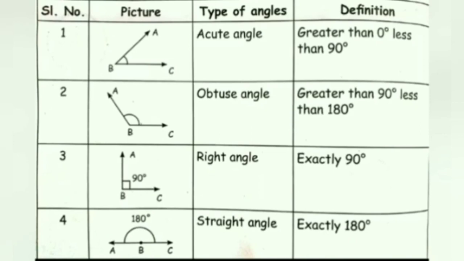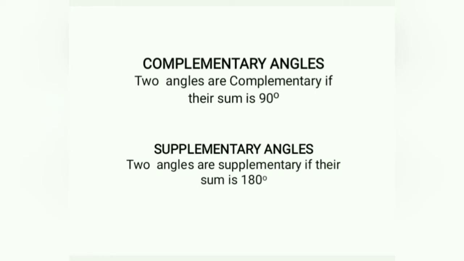The third one is right angle. Here the angle is exactly 90 degree. The fourth one is straight angle. Here the angle is exactly 180 degree. Complementary angles. Two angles are complementary if their sum is 90 degree. Supplementary angles. Two angles are supplementary if their sum is 180 degree.